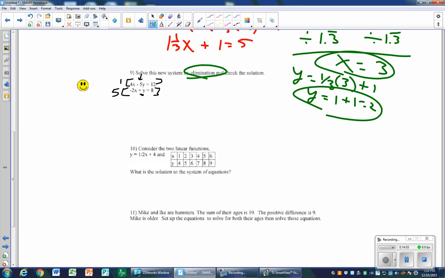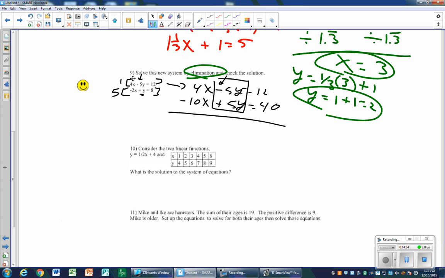So now when we do the multiplication, 4x minus 5y equals 12. Multiplying the second one, negative 10x plus 5y is 40. Now, if you wanted to multiply by negative 5, that is fine, but I just prefer to multiply it by 5 and then deal with the signs now. The signs are alternating, so I add. Negative 5 plus 5 is 0, so I don't have to write that down.